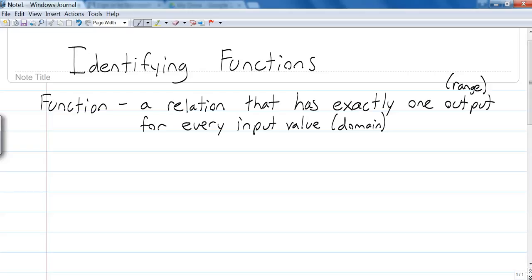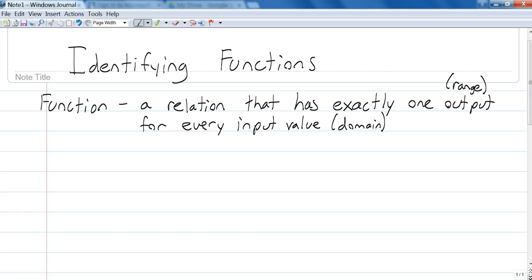Okay, this video is about identifying functions. What is a function? Well, the definition of a function is that it is a relation that has exactly one output for every input value. Another word we use for output would be range, and another word we use for input would be domain. Those are some names you're going to learn and use as you keep going on in your math classes.